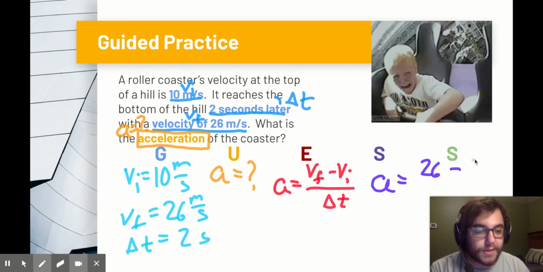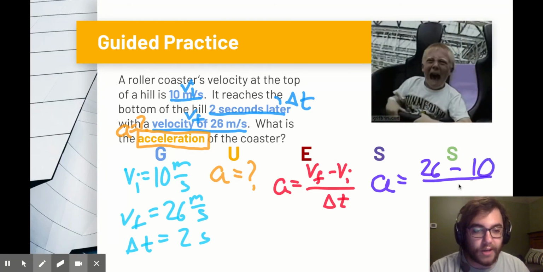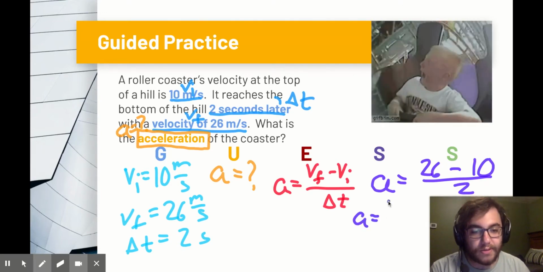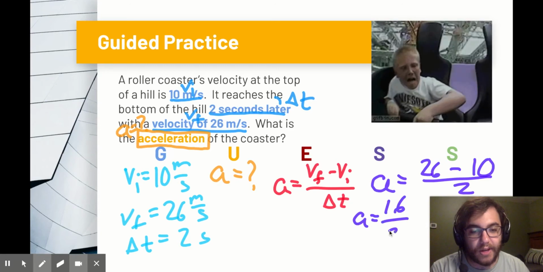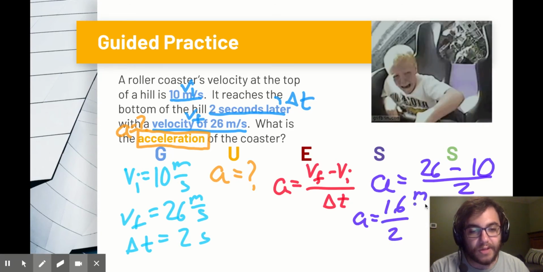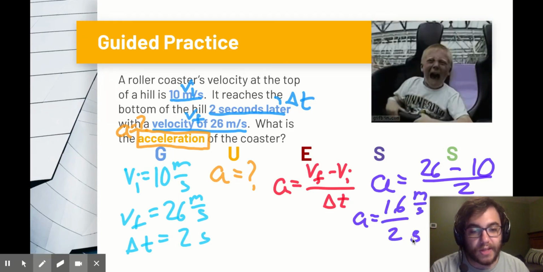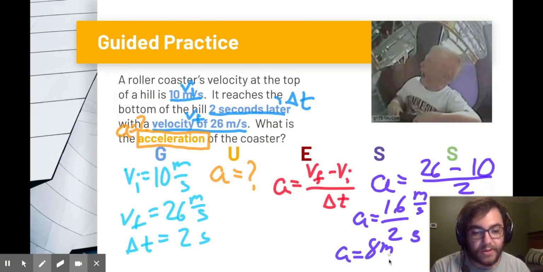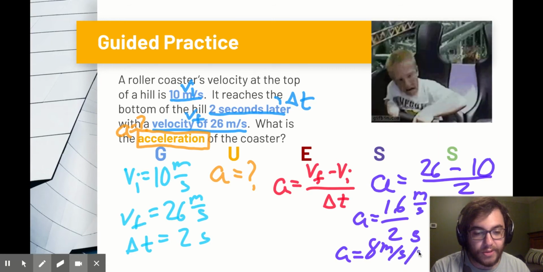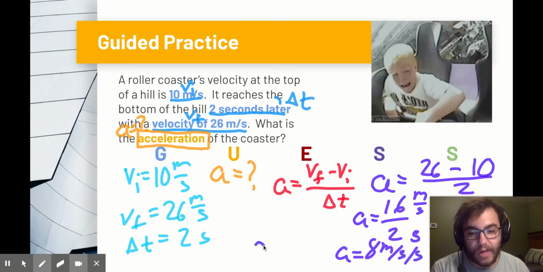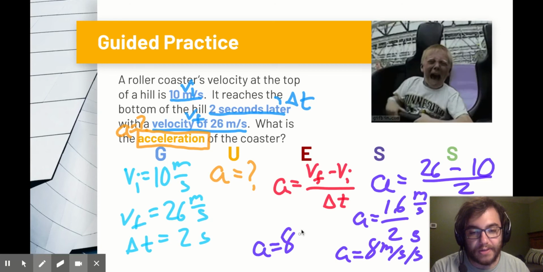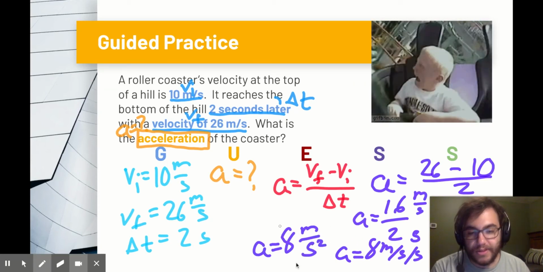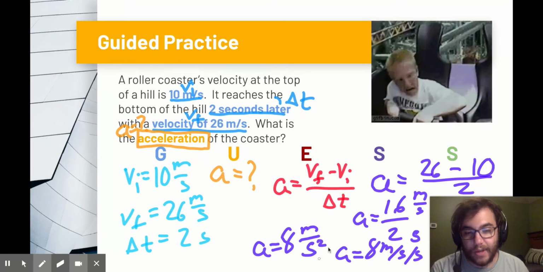So 26 minus 10 divided by 2. All you got to do, A is equal to 16 divided by 2. This is meters per second. This is seconds. A is equal to 8 meters per second, or A is equal to 8 meters per second squared. This is the more common way to see it, and I think it's the better way to view it.